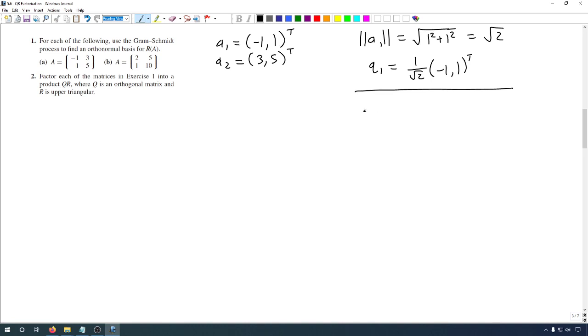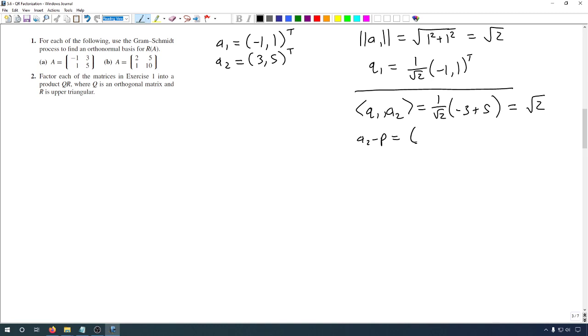Then we go ahead and find A2 minus the projection. Our projection is going to involve our inner product, so let's find the inner product first: the inner product of Q1 with A2. We have 1 over square root 2, but then we have negative 1 times 3 plus 1 times 5. So this becomes a 2. 2 over square root 2, well, that's just square root 2. We just rationalize it.